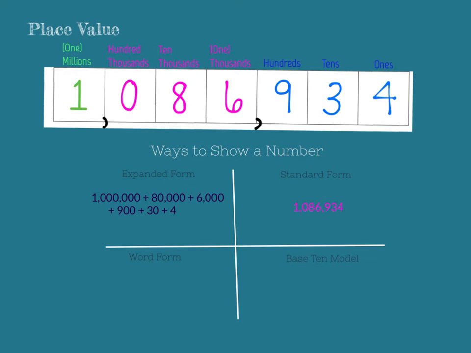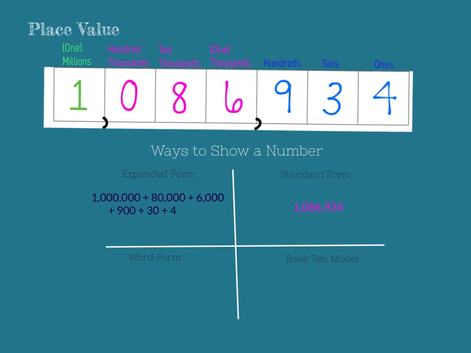Now, you may recall when I asked you to think about how you would read this number aloud on the previous slide. Think back to what you said. The most common way that students read this is 1,086,934. That may seem perfectly normal to you because that's what most people do.